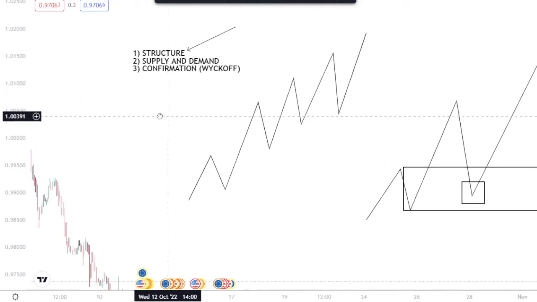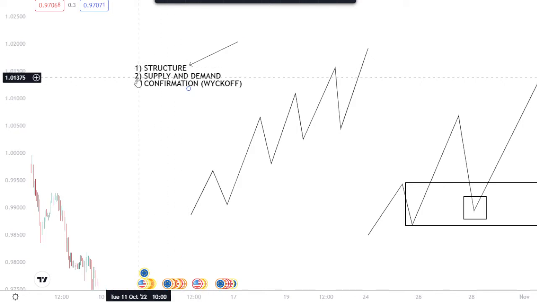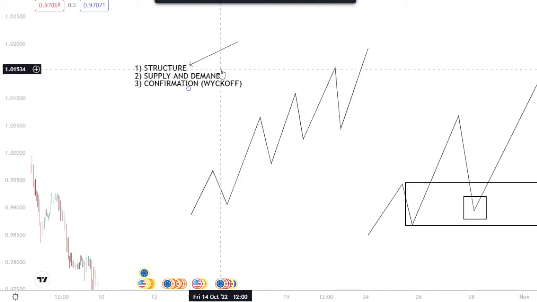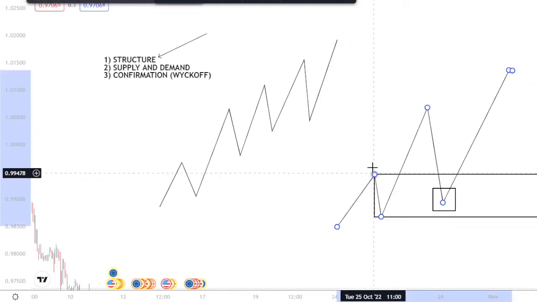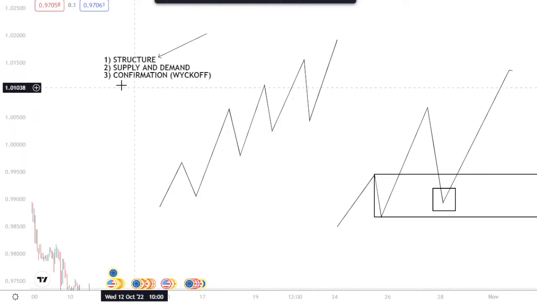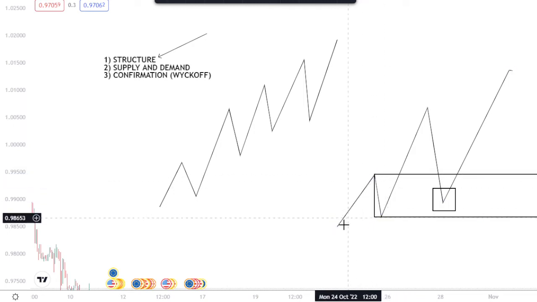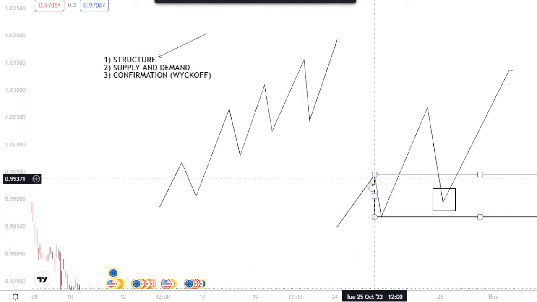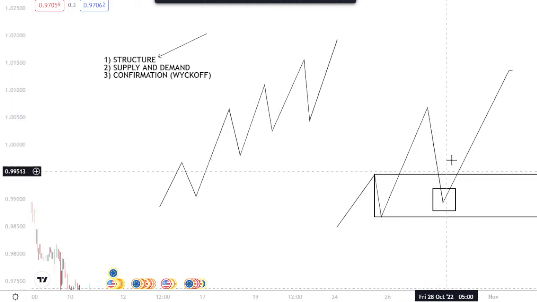So if you understood what I was saying, we have a structure, we have a supply and demand zone, we have Wyckoff. So to repeat for the last time what I was saying: when the market is forming these lower lows and lower highs, you're going to see that the market is going to break this structure. It moves from a lower high, lower low, lower high, lower low, going like this.